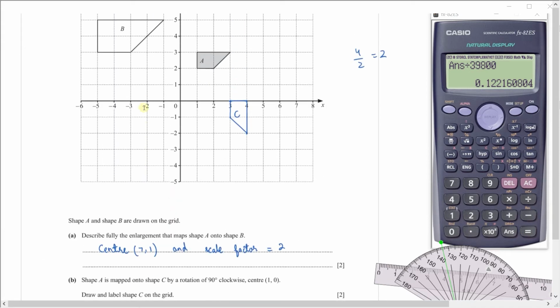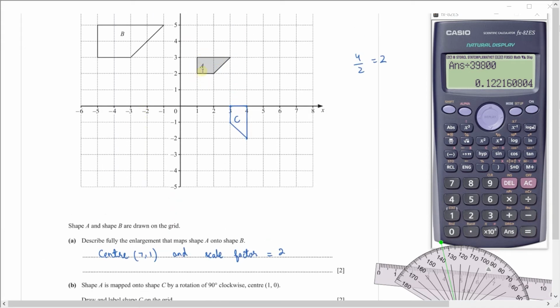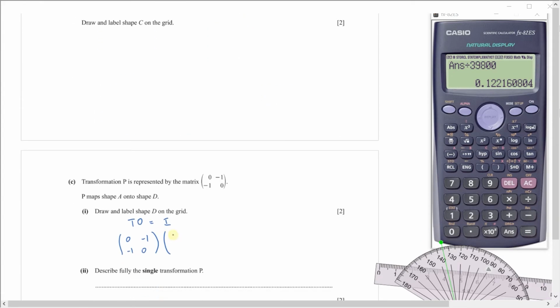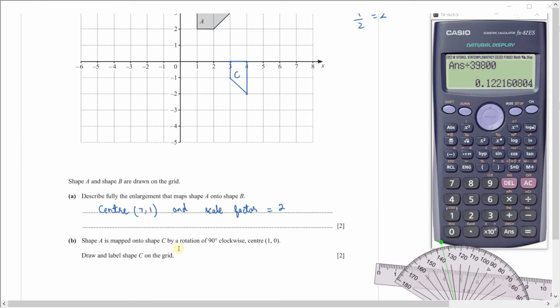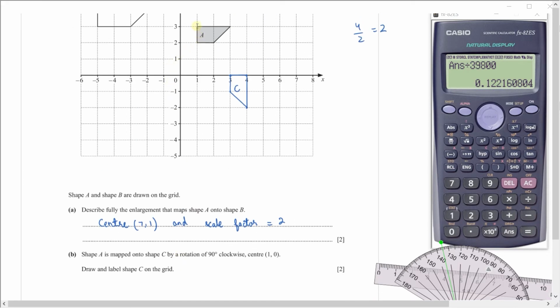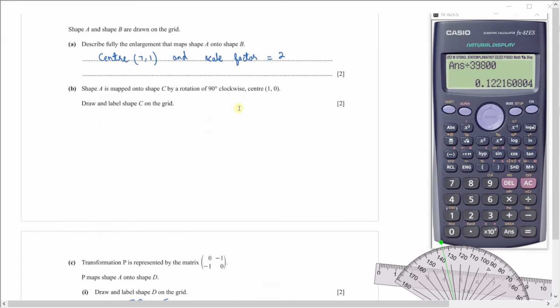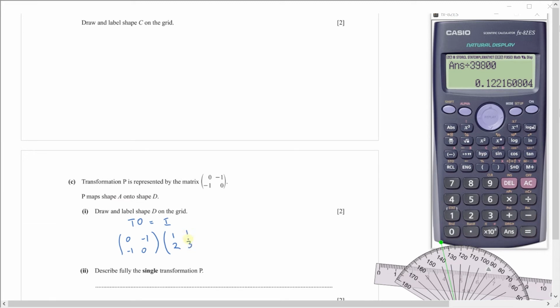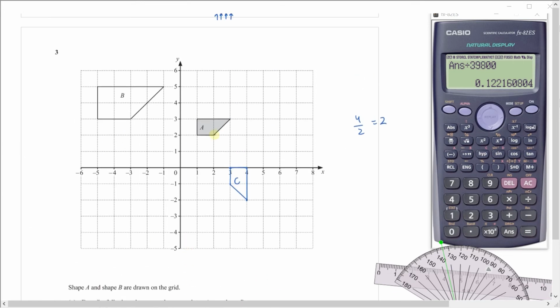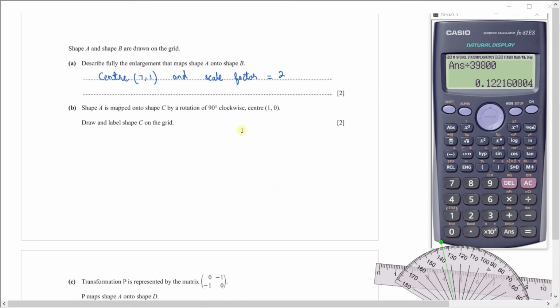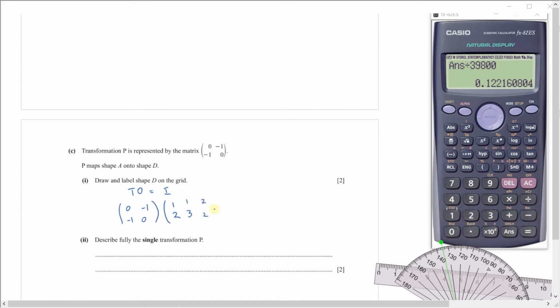So if you go back and look at shape A, let's mark this and write down its vertices. (1, 2), (2, 2), (1, 3), and (2, 3)... Let me recheck: the vertices are (1, 2), (1, 3), (2, 2), and (3, 3). So if I apply this transformation, I will get the vertices of shape D, which is the image of shape A after you apply this transformation P.